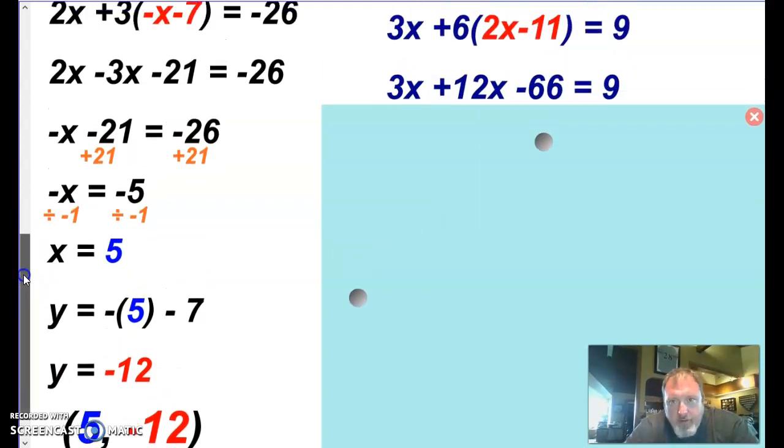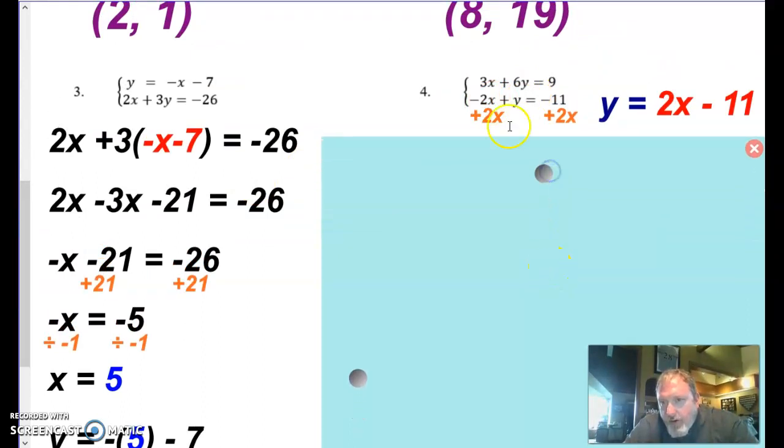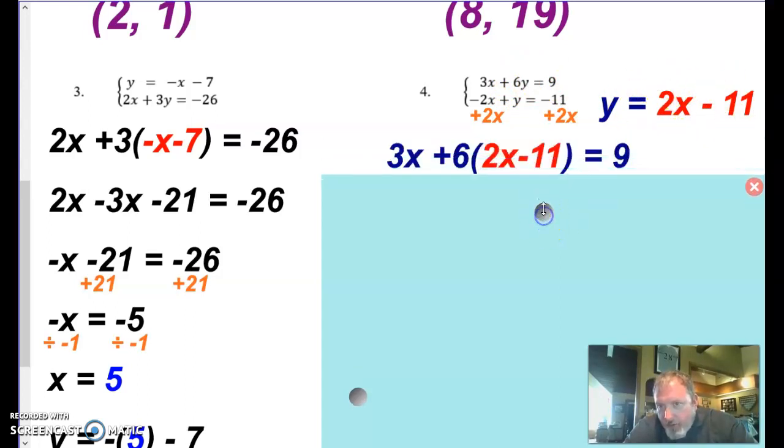So let me go back up here now. If you notice for number 4, neither one of these equations is solved for x or y. We're going to focus on the bottom one because we have 1y. And so if I add 2x over, I now have this equation solved for y. So now I know that y equals 2x minus 11. I can now replace y in the top equation with this quantity, and that's what I'm going to do. So you can see I substituted out y for 2x minus 11.